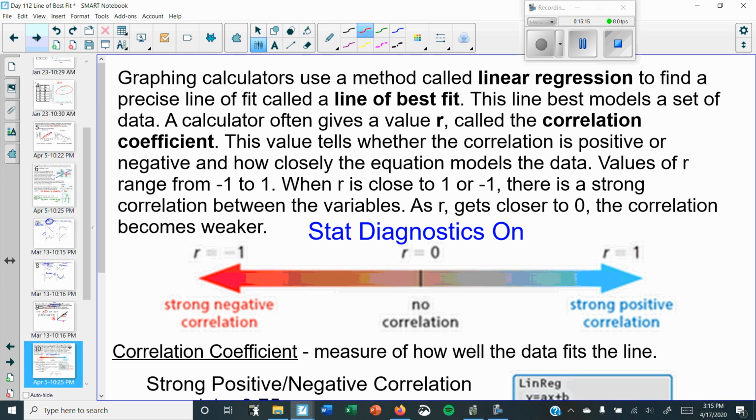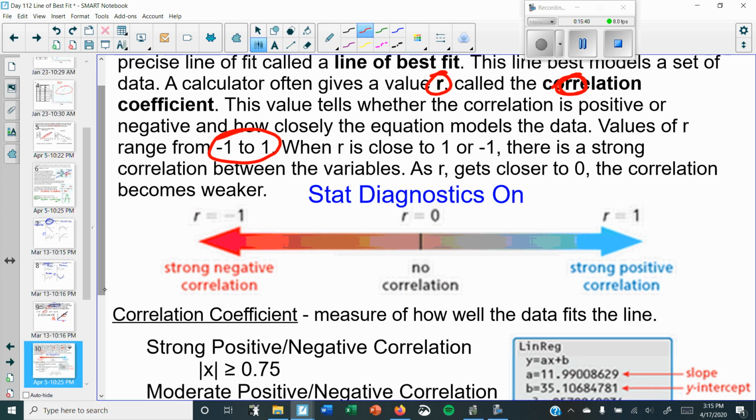A calculator often gives you an R. And the way to remember, I know you would think, it's called the correlation coefficient, and you would think, oh my God, it's going to be a C for correlation. No, just think of correlation. So on the calculator, and I'll show you how to do it, when you see the R, that's called the correlation coefficient. Now that number can only be between -1 and 1.